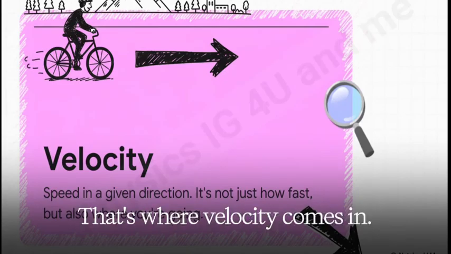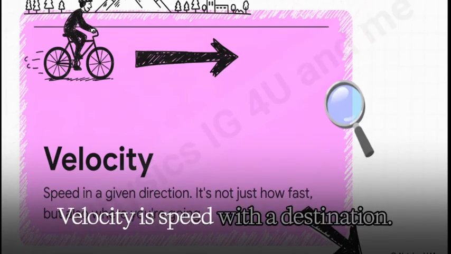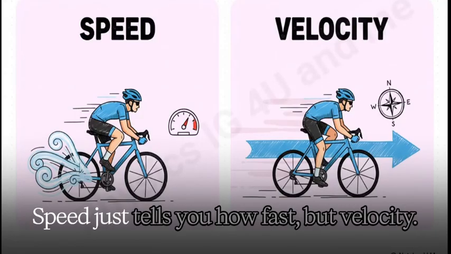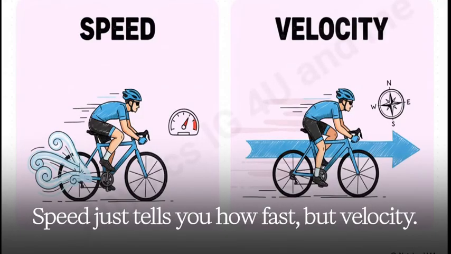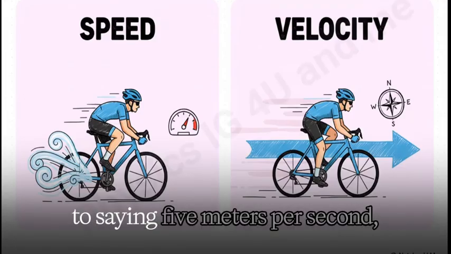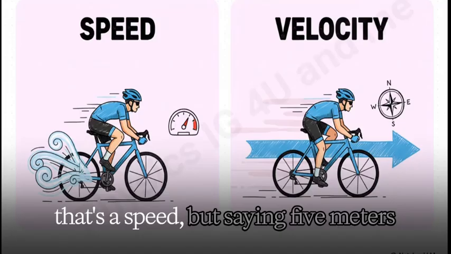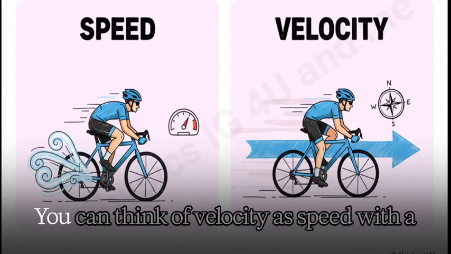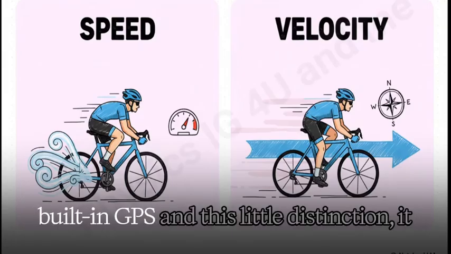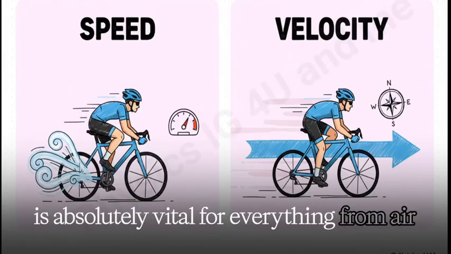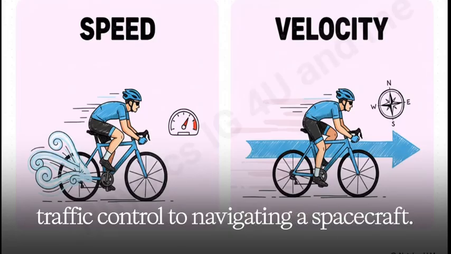That's where velocity comes in. Velocity is speed with a destination. So here's the key difference. Speed just tells you how fast, but velocity tells you how fast and where to. Saying 5 meters per second, that's a speed. But saying 5 meters per second east, now that's a velocity. You can think of velocity as speed with a built-in GPS. And this little distinction, it is absolutely vital for everything from air traffic control to navigating a spacecraft.